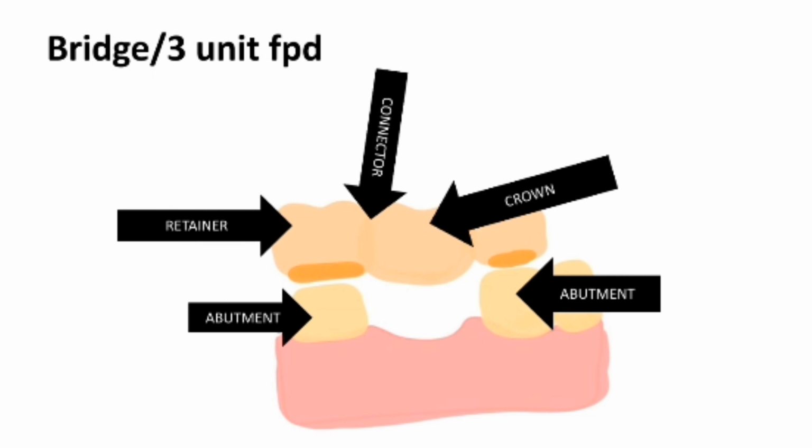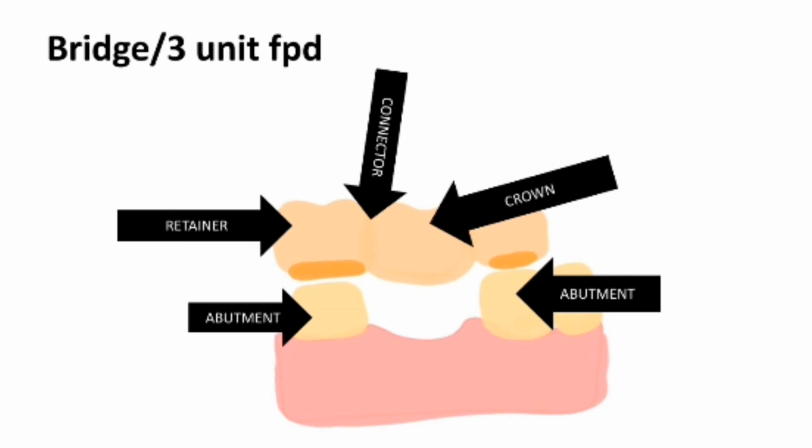This is part 2 of introduction to fixed partial denture, and in this video we will talk about what is the 3-unit FPD, what are the parts of fixed partial denture, and the classification of bridges, as there are different types of bridges. The other one we will talk about is indication and contraindication of fixed partial denture. So let's get started. First, this is a bridge you can see, and it is also called the 3-unit FPD. So what are the parts of 3-unit FPD?